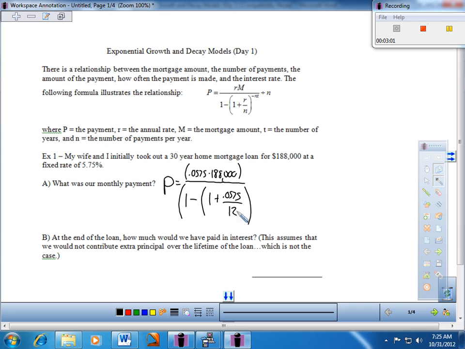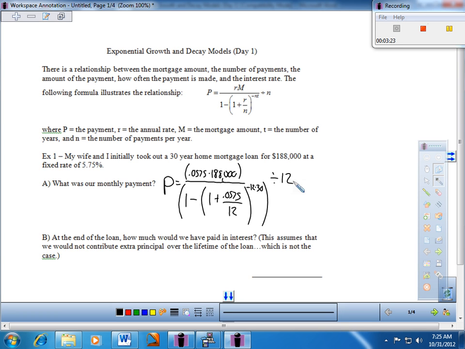By the way, monthly payment, so it'll be 12. And then raised to the negative, and N is going to be 12 again, times 30 years. Probably have to put that in parentheses. And then on the back end, divided by 12. Take a look and see how that plays out for you. I'm just putting in the numbers from example 1 into the formula. The trick is going to be getting it in the calculator as well.